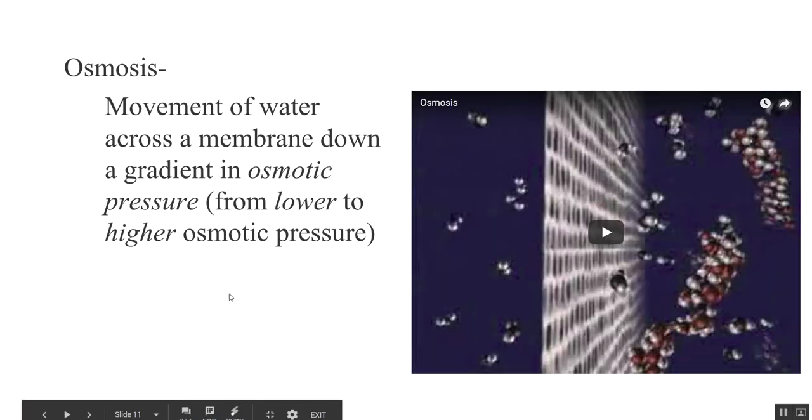The second one is osmosis, and that is the movement of water across a membrane down a gradient. It's called osmotic pressure, and it goes from lower to higher in osmotic pressure. So here's a quick video demonstrating that.